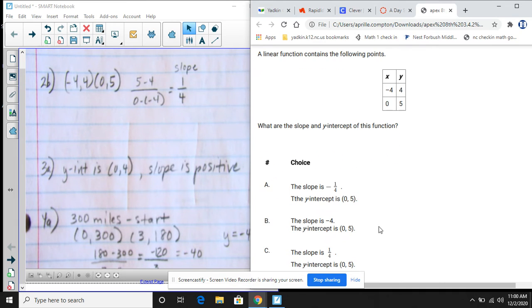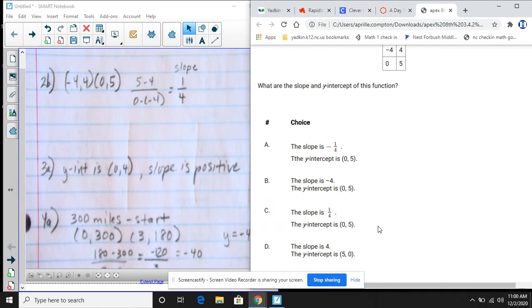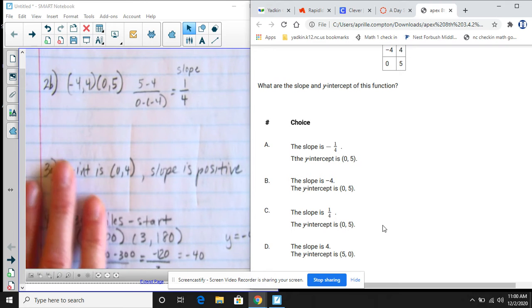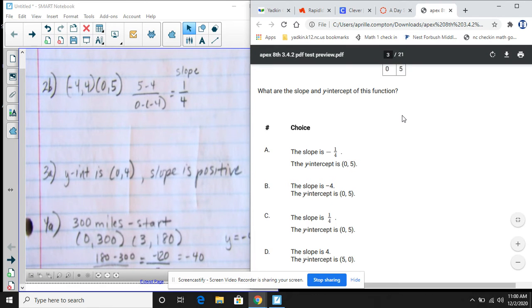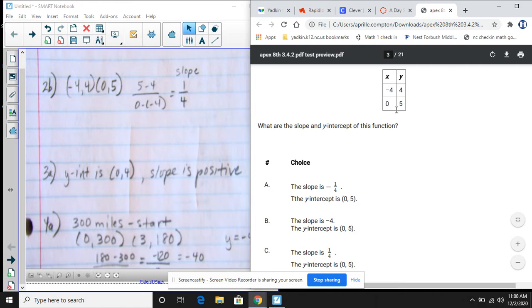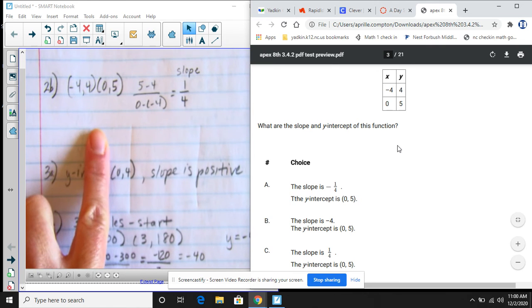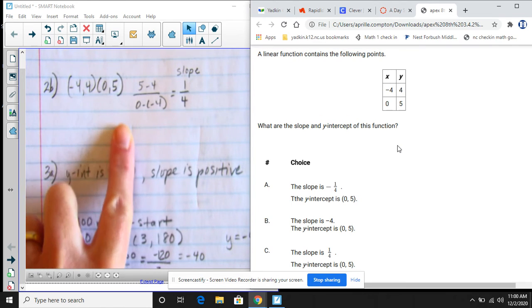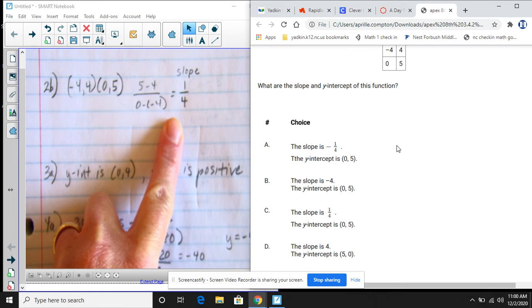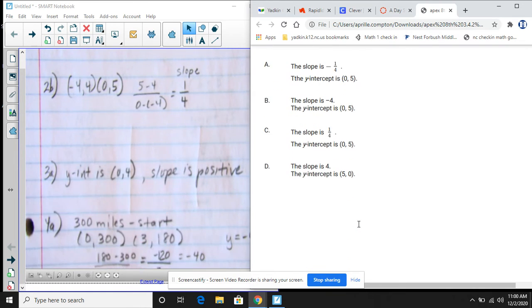Let's look at 2A. It's giving you a little chart here and asking you to tell what the slope and the y-intercept are. The y-intercept, remember, is easy to spot. It's the one that starts with the 0. This is the point that's on the y-axis. So (0, 5) is the y-intercept, and to find the slope, you put it in the slope formula. Write your 2 points down, put them in the slope formula, and your slope is 1/4. So the slope is 1/4, y-intercept is (0, 5).